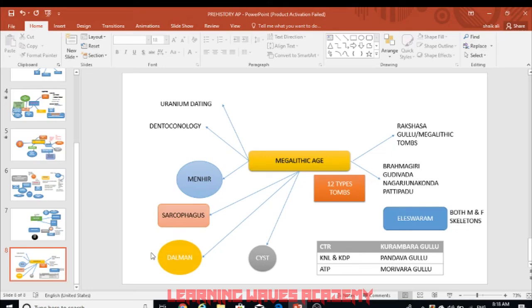And the second type of megalithic tomb is called dolmen. This is similar to cist, but it was not buried in the soil. They are kept on the surface. They are found in Krishna, Chittoor, and East and West Godavari districts. This is called dolmen.